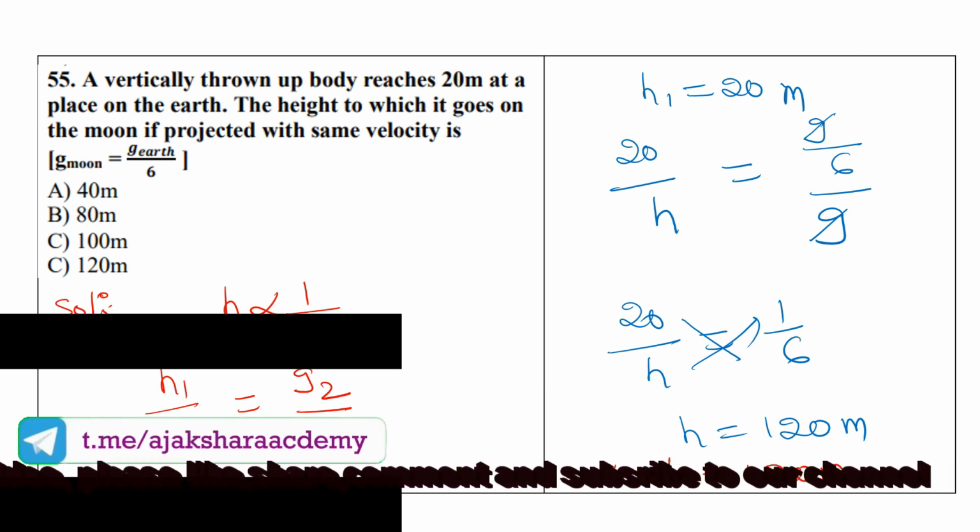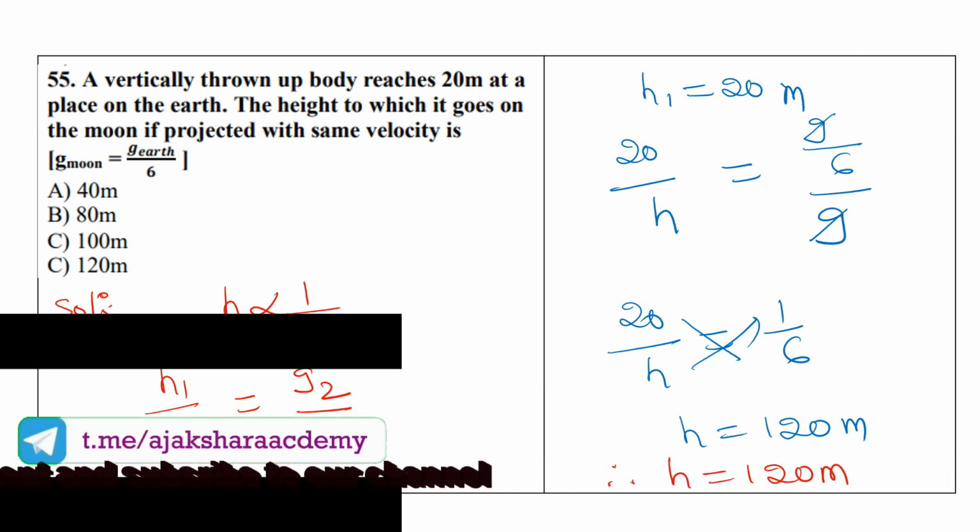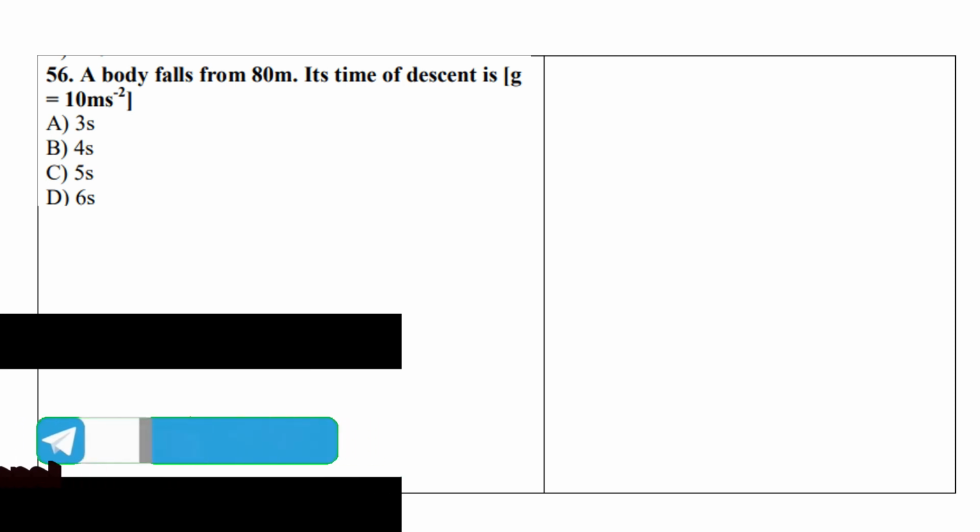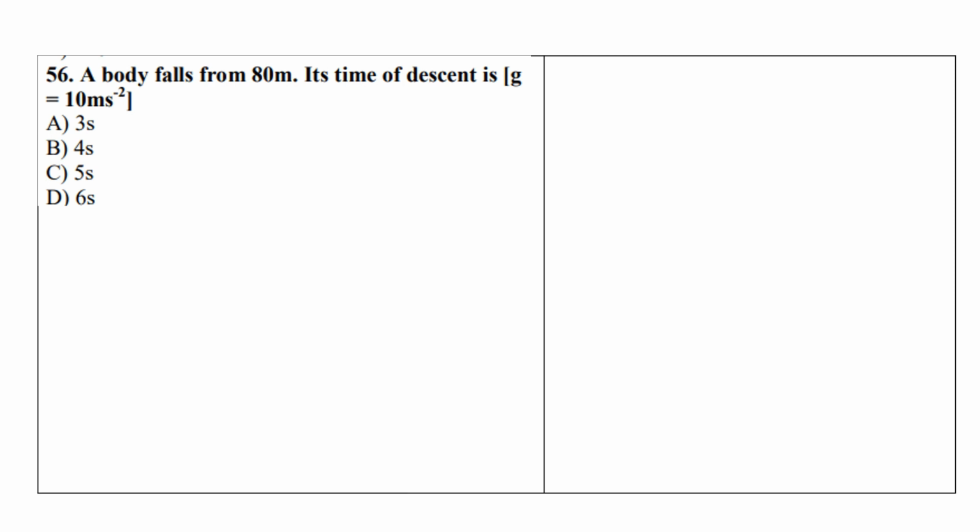Okay. Next we will go to the next question. A body falls from 80 meters. Its time of descent is... Here they given g as 10 meters per second square. We have to calculate the time of descent. Now let us go to the solution.